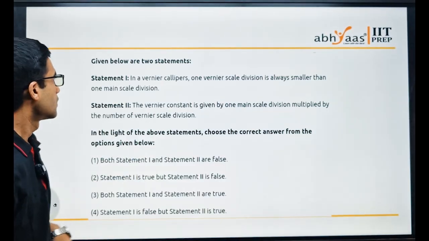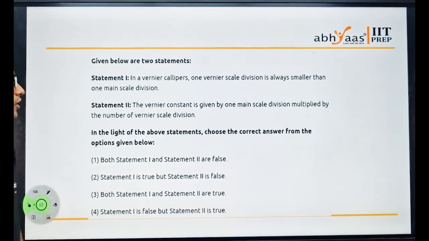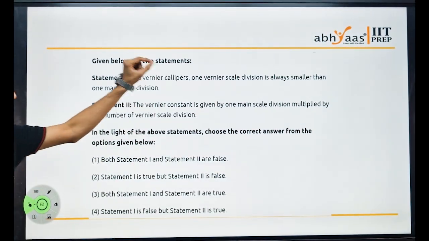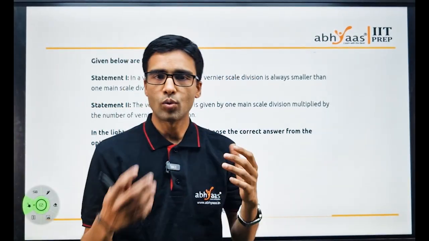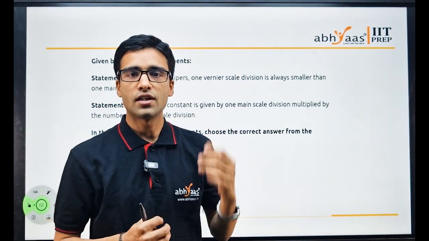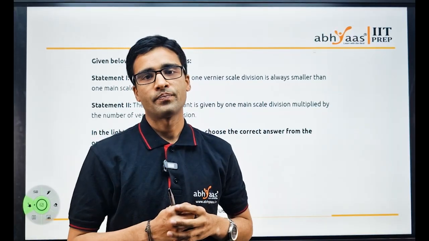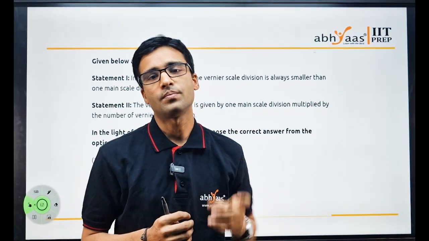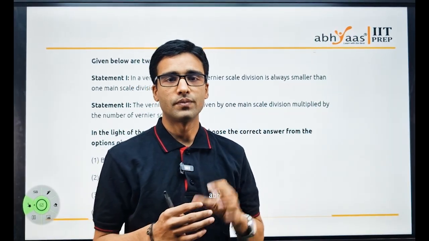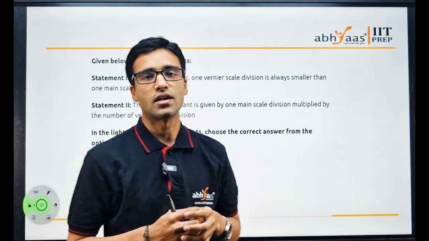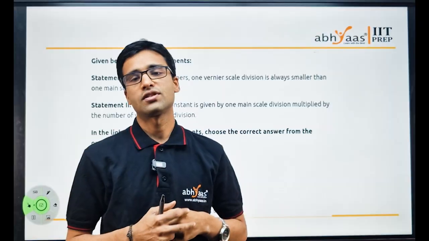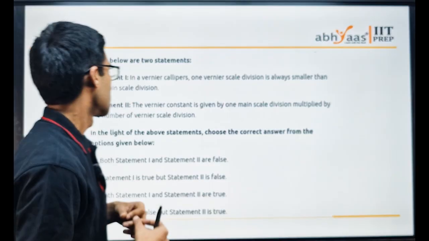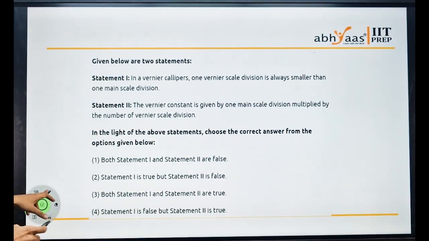First question. In this question, if you try to see, in a vernier calipers, one vernier scale division is always smaller than the main scale division. So in most cases, the vernier scale division is smaller than the main scale division, unless some other considerations are there. So statement one is true.